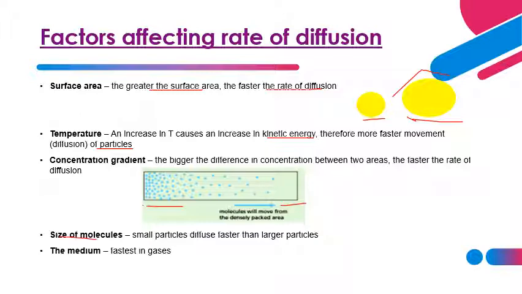The size of molecules. Small particles diffuse faster than larger particles. For example, smoke particles can diffuse faster than other particles that are larger than the smoke particles because they've got much more free space where they can move freely. The medium, basically here gases, solids, liquids, and we all know that gases travel faster than any other medium.